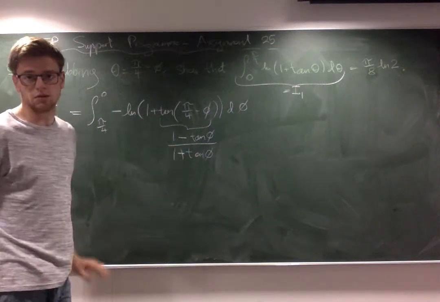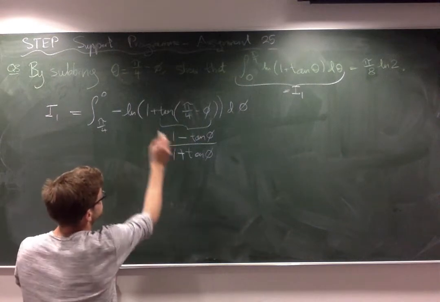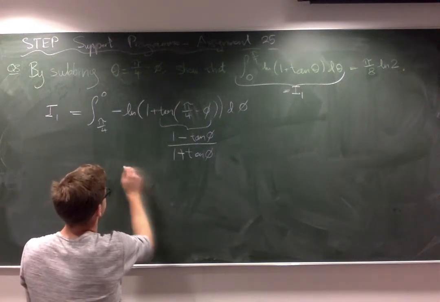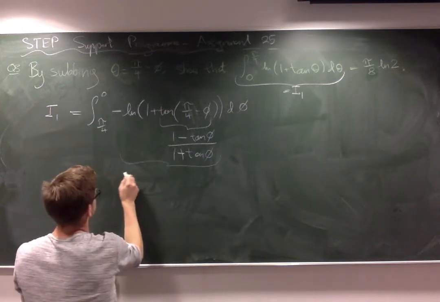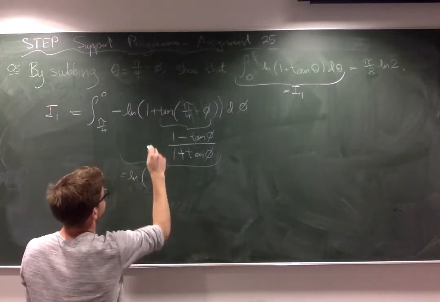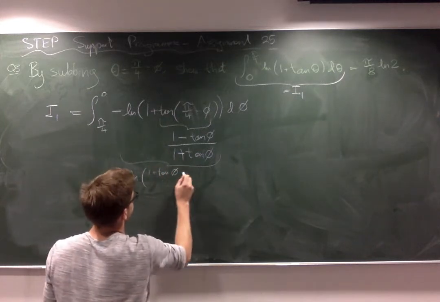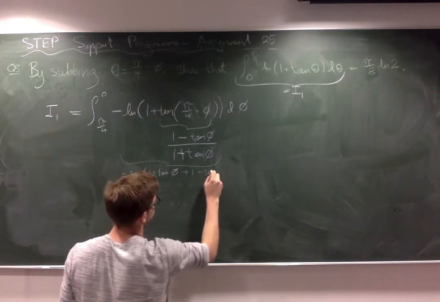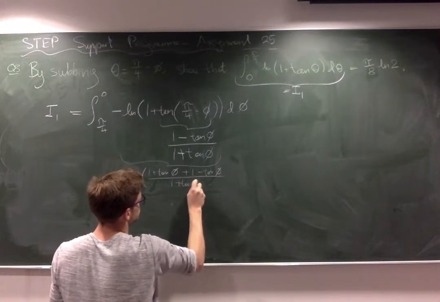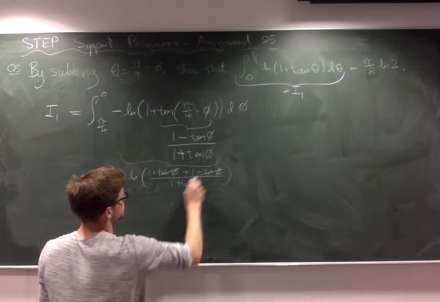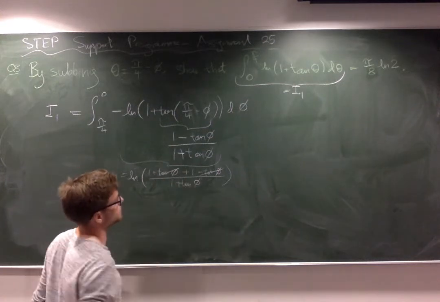Again, I'm just going to close my eyes and do the most obvious manipulation. So that's 1 plus this, equal to ln of 1 plus tan phi plus 1 minus tan phi, all over 1 plus tan phi. Okay, lovely. The tan phis cancel. And now I've got 2 over 1 plus tan phi.